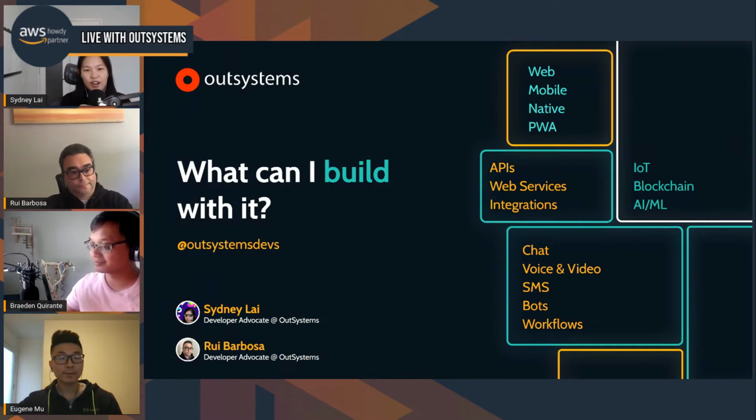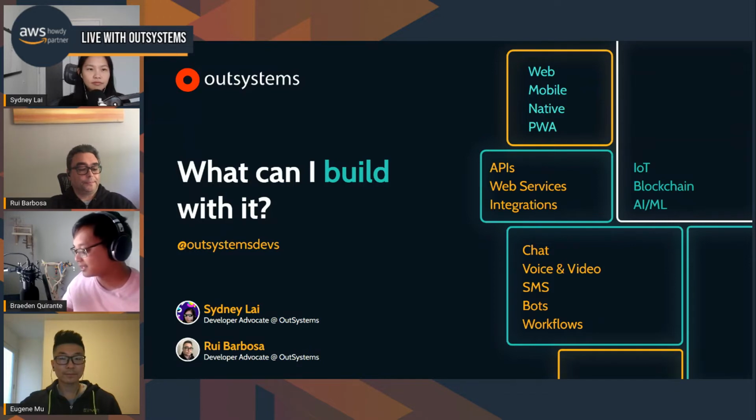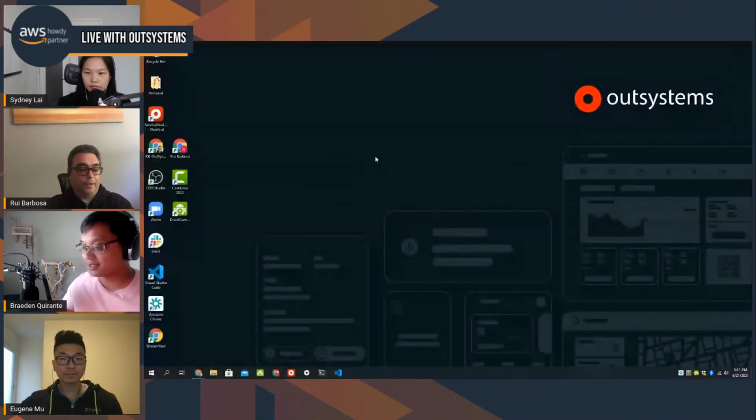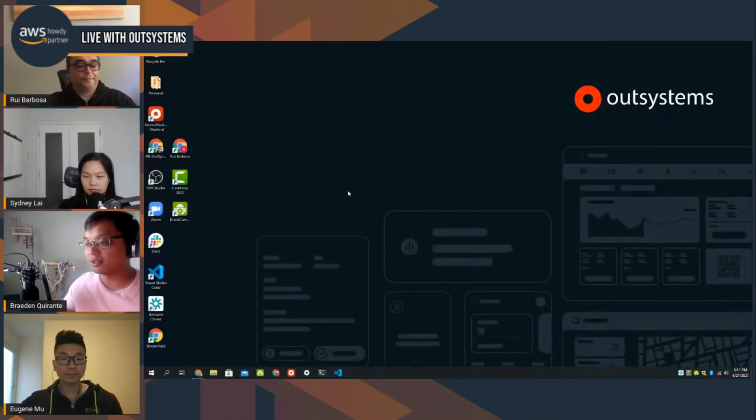Rui, I don't know if you want to jump in and say anything as well. Yeah, let's just do it. Let's just do some coding for the audience. Awesome. So let me go ahead and take Sydney's screen share, and then we're going to get your screen up in one second. You ready, Rui? I am. Give me some feedback when I'm sharing my screen. We have your screen.